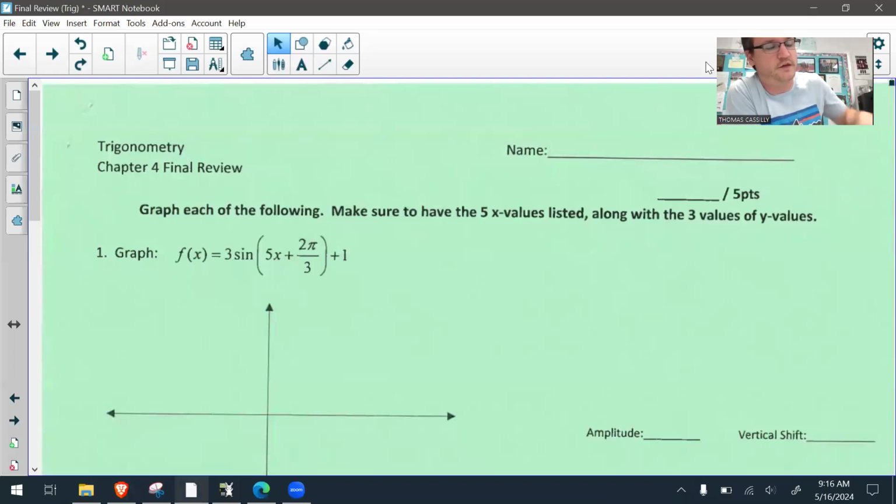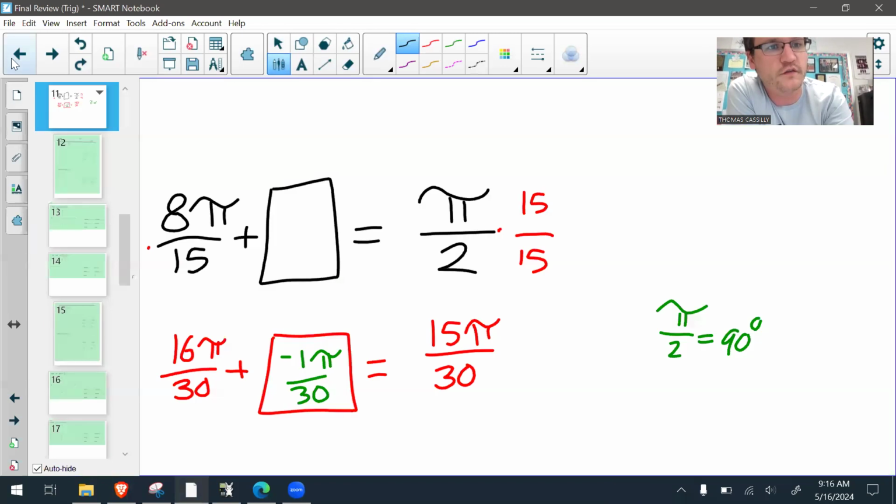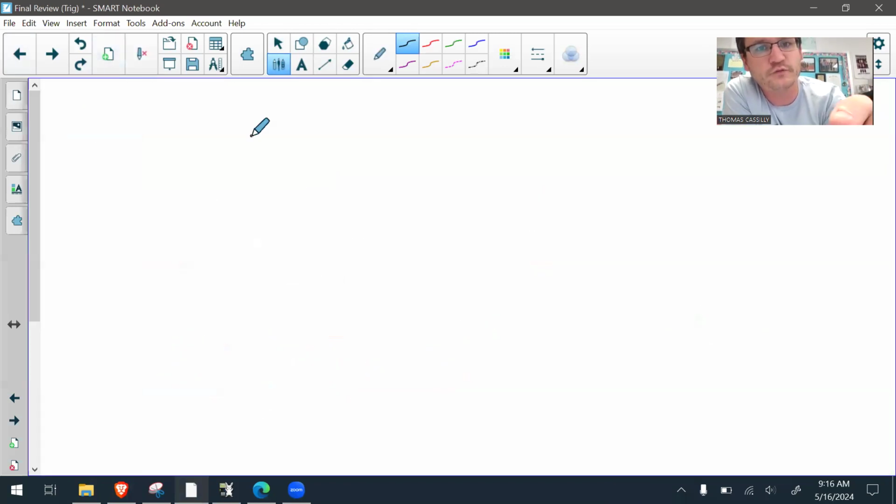We go. This is the Unit 4 portion of our trig review. Unit 4 was all about graphing trig functions. And if you remember, if you think about a trig function, I'm just going to say y equals or f of x equals, doesn't really matter.